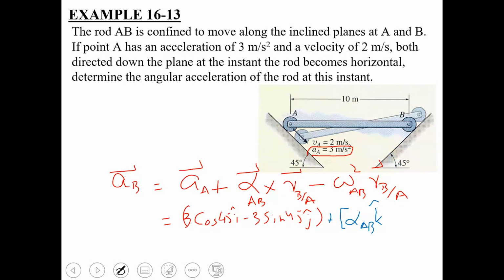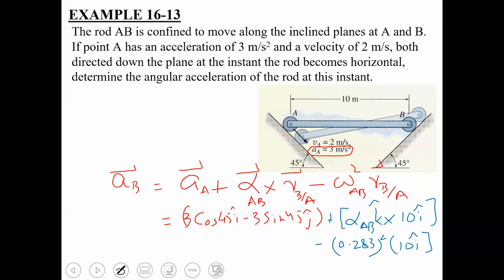Yes, sir. Okay, what about RBA? We have already discussed it. It is basically 10i. So आपके पास alpha cross R ये हो जाएगा minus omega square R. So minus 0.283, जो हमारे पास omega की वैल्यू आई थी. अब यहाँ देख लें इस इक्वेशन में omega की स्केलर वैल्यू आपने इस्तेमाल करनी है. बाकी चीजें वेक्टर हैं. So it is 0.283 square into 10i. Is this equation clear to all of you?